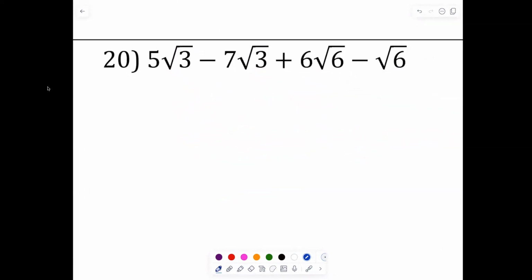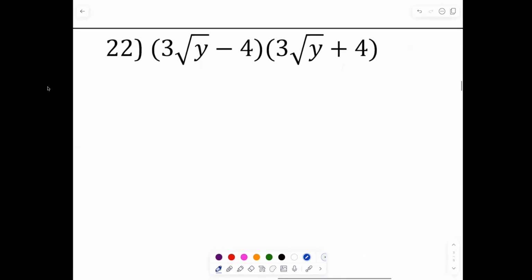All right, here we go on 20. Combining terms here. 5 minus 7. Negative 2 radical 3. 6 minus 1. Everybody okay with that? Anybody have any issues? Everybody's good? All right, let's check out 22.